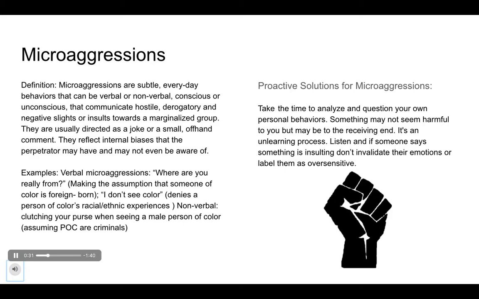And like we said, microaggressions can be both verbal or nonverbal. A very common example of a verbal microaggression is the question directed at people of color that asks, "Where are you really from?" It makes the assumption that someone of color is foreign born. Another verbal microaggression example is saying something like, "I don't see color." This denies a person of color's racial and ethnic experiences, and it also erases someone's identity as a person of color.